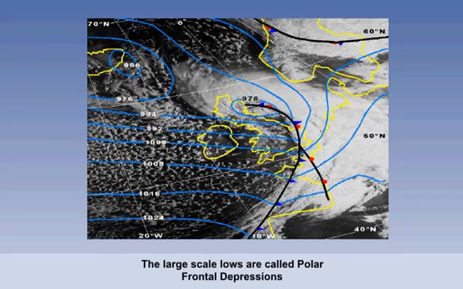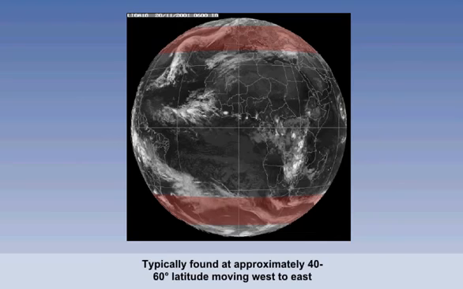Now we need to talk about the other type of depression, the large-scale low pressures. These are otherwise known as polar frontal depressions. They are created in a very different manner than the small-scale heat lows. The polar front depressions are found along the polar front itself.